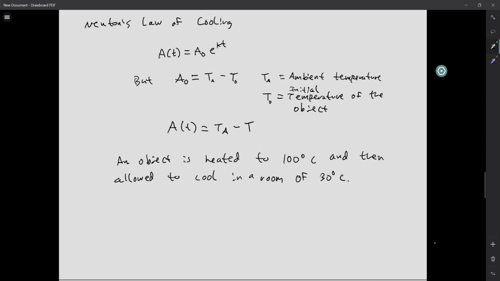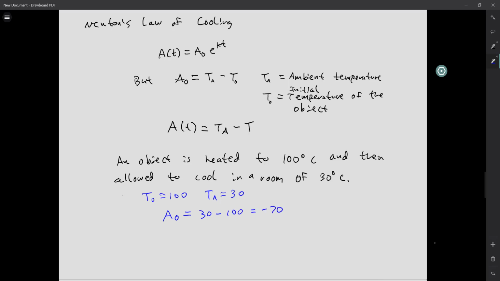Now the problem with these temperature ones is we always have to have some other kind of scenario. Before we continue with this, we should actually say here, the initial temperature of the object is 100, and the temperature of the room, the ambient, is 30. So A0 for my formula is going to be 30 minus 100, which is equal to minus 70.